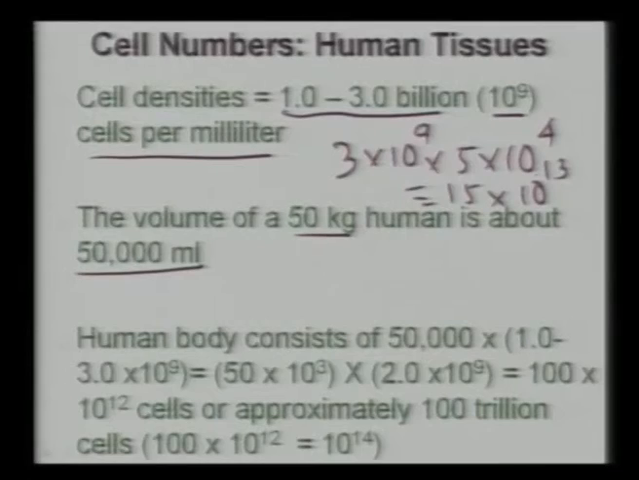Now these 15 into 10 to the power 13 cells are of all different types. Like you have some connective tissue cells, you have some osteoblast cells, and so on. So around 10 to the power 12 to 10 to the power 13 cells are there in the human body. It also depends on the weight of the human body, and accordingly the total number of cells will also change. So for a 50 kg human body, you have roughly around 10 to the power 13 cells.